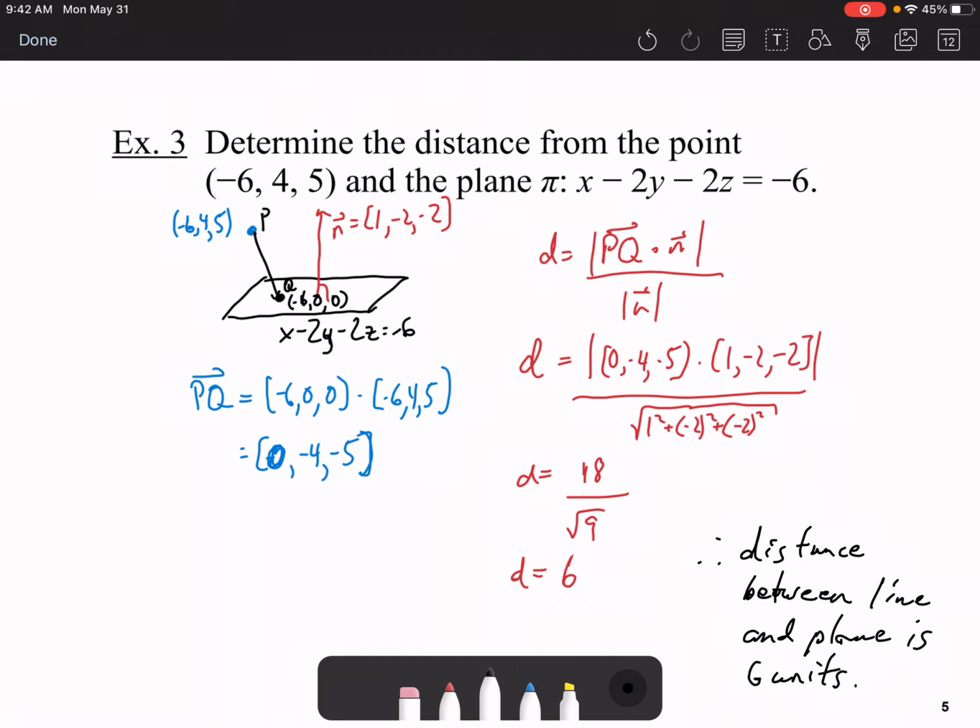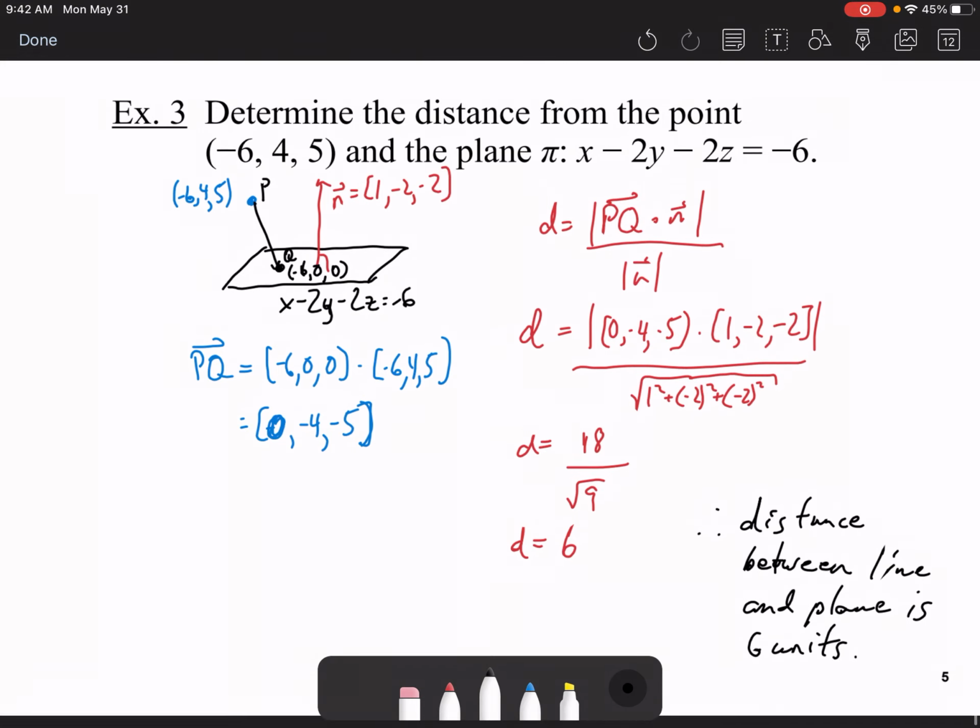And again, it doesn't turn out to be exact like this all the time. And this concludes this lesson.